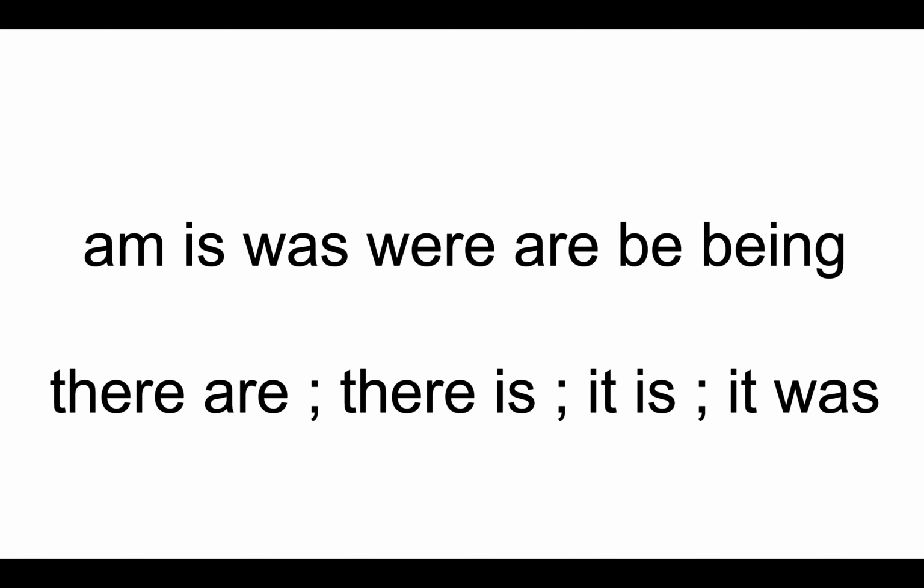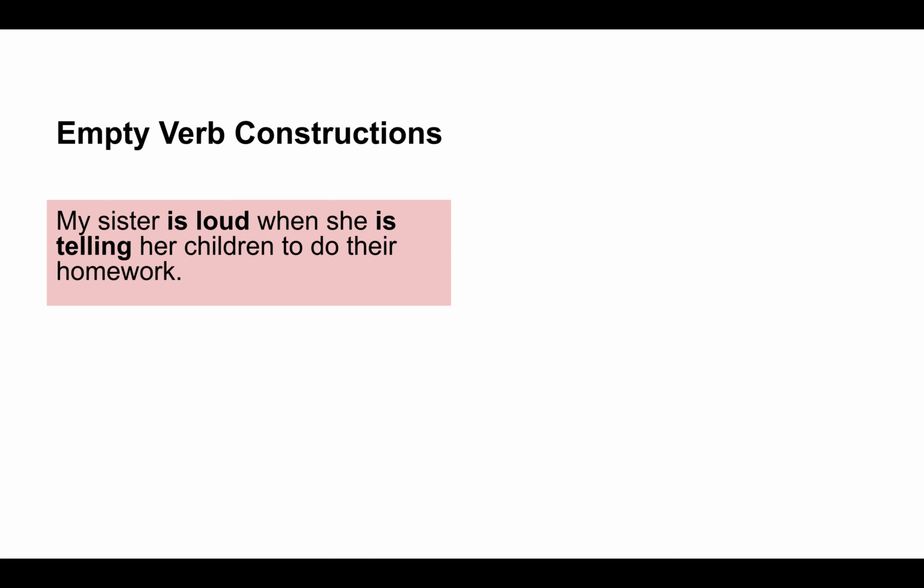So here are those be verbs. Am, is, was, were, are, be, being. Especially look out for those pronoun be verb constructions. There are, there is, it was, and forms of that.